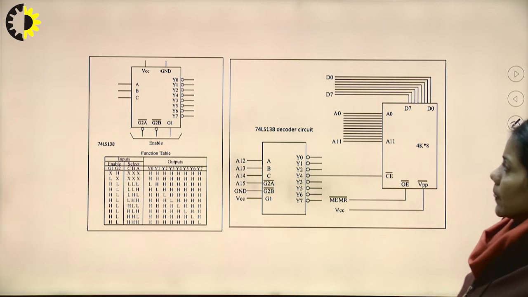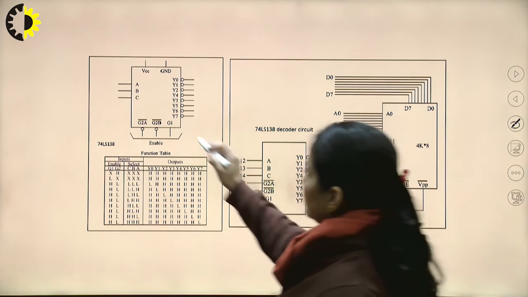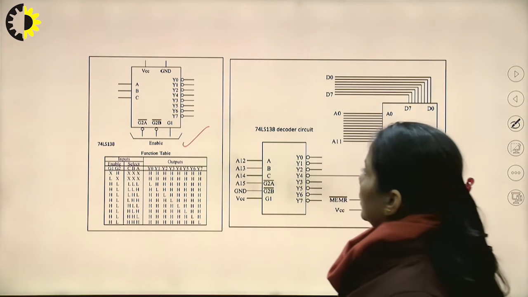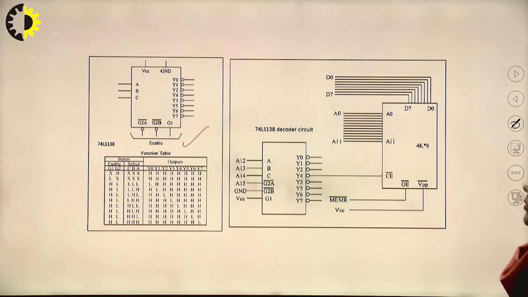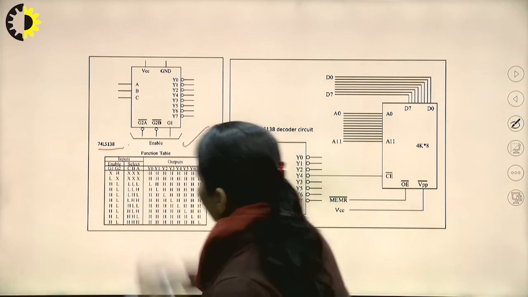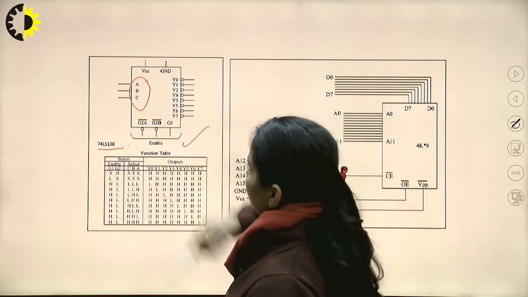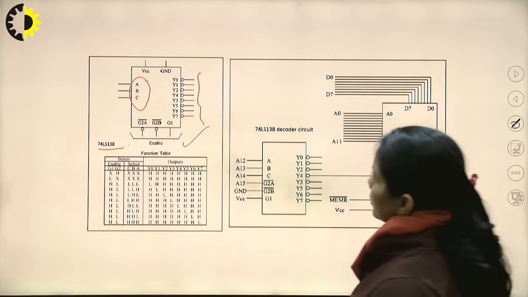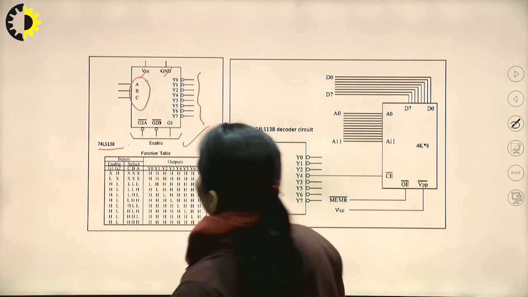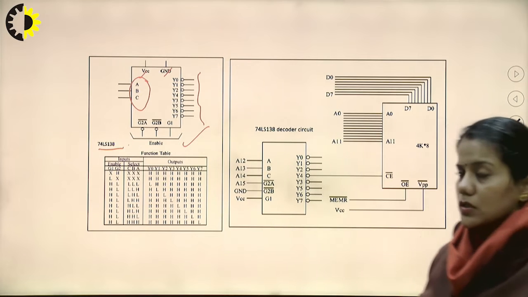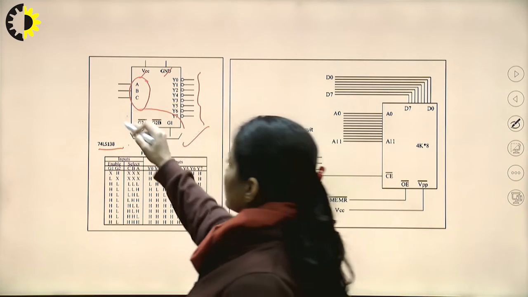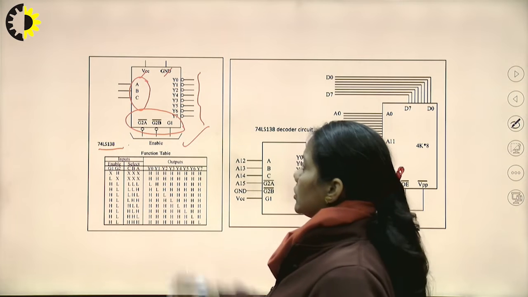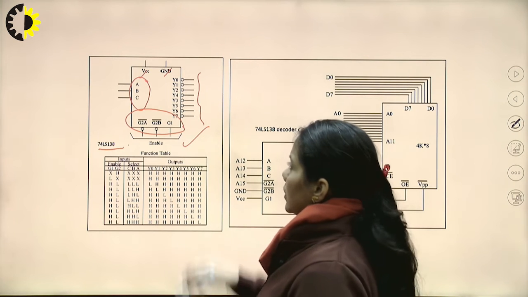Let's see. So this is the 74LS138 decoder IC. A, B, C are the 3 inputs. These are the 8 outputs. VCC and ground are given for the activation of this IC. This IC has to be enabled. These are the enable pins, G2A, G2B and G1.